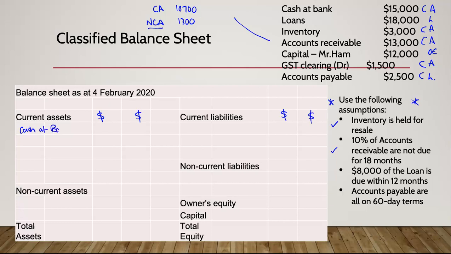So let's now go ahead, and we'll be doing this pretty quickly because you'll be practicing it in class. Our cash at bank is a current asset, and it is $15,000. Our inventory is also a current asset, and it is $3,000. But now here it becomes slightly different. Our accounts receivable is not 13,000. Sorry, apologies, it shouldn't be 10,000. It should be 11,700.